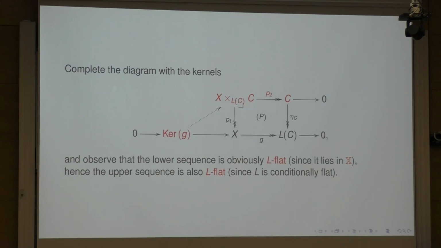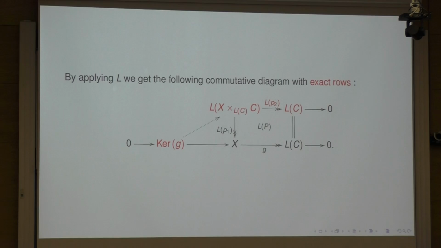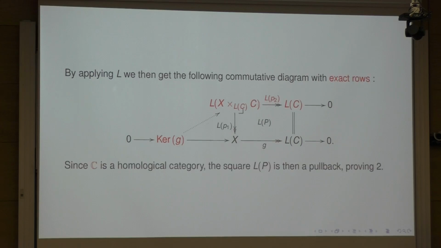So, by assumption, we know that L-flat extensions are pullback stable, so the upper sequence, the red one, is also L-flat. And so we get here a commutative diagram where, when we apply the localization, both rows are exact. And by Bourn's result that I mentioned before, since C is a homological category, if we have an isomorphism at the level of kernels, then on the right-hand side you have a pullback. And this proves it.